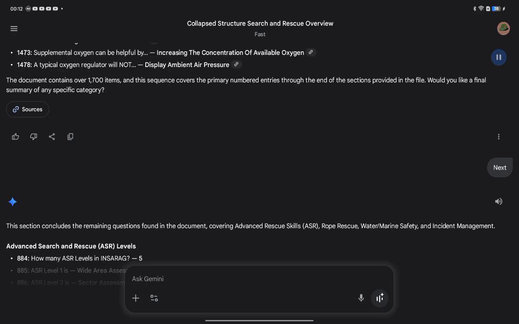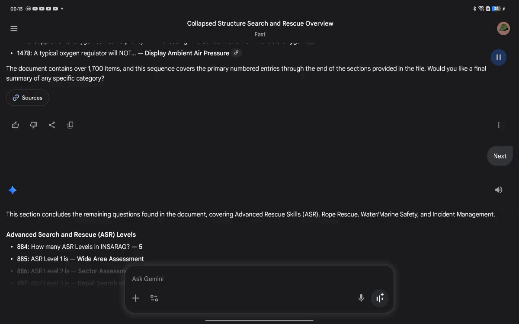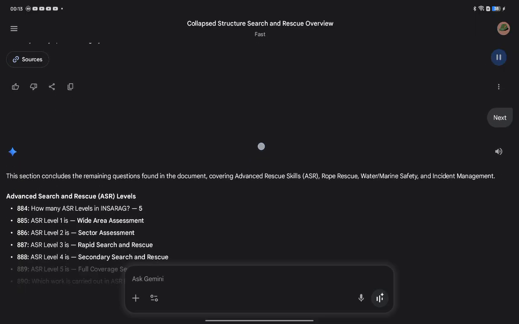1478. A typical oxygen regulator will not display ambient air pressure. The document contains over 1,700 items, and this sequence covers the primary numbered entries through the end of the sections provided in the file.